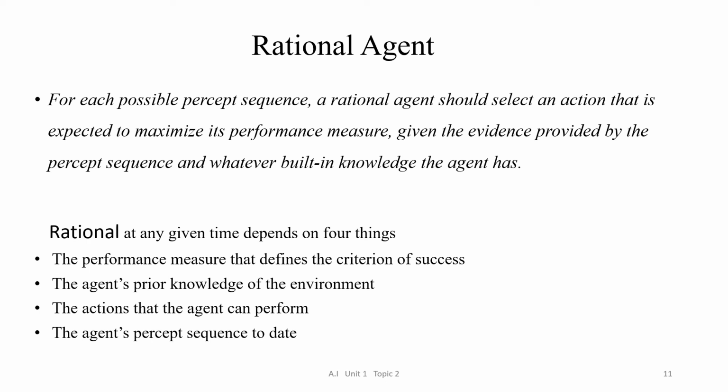A rational agent depends upon four things. They are the performance measure, the agent's prior knowledge of the environment, the actions that the agent can perform, and finally, the agent's percept sequence to date.